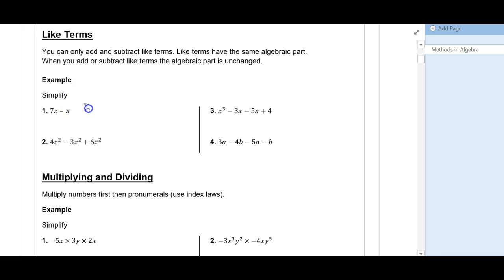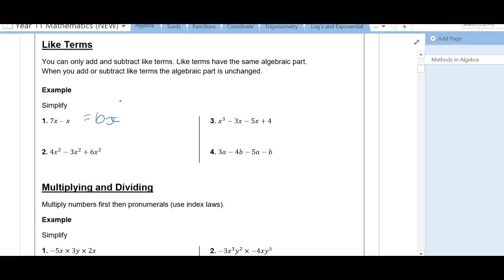7x minus x is 6x. 4x squared minus 3x squared plus 6x squared, they're all like terms, so you just have to do the pronumerals, and I get 7x squared.